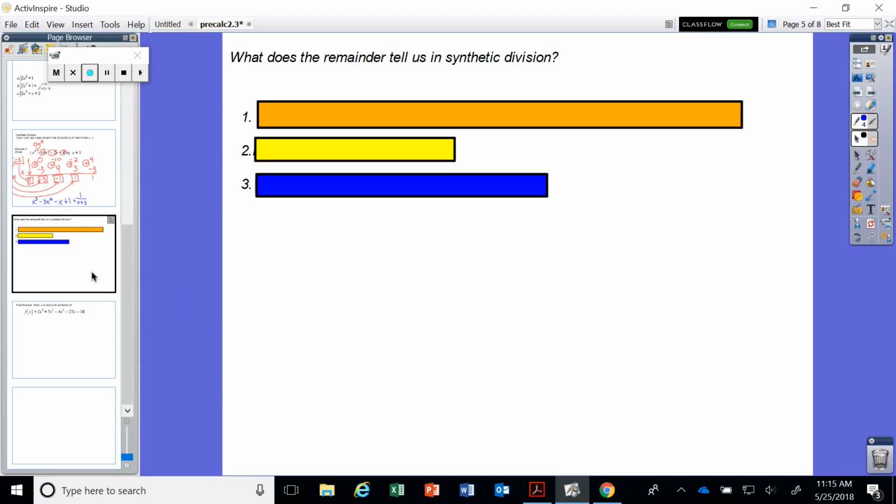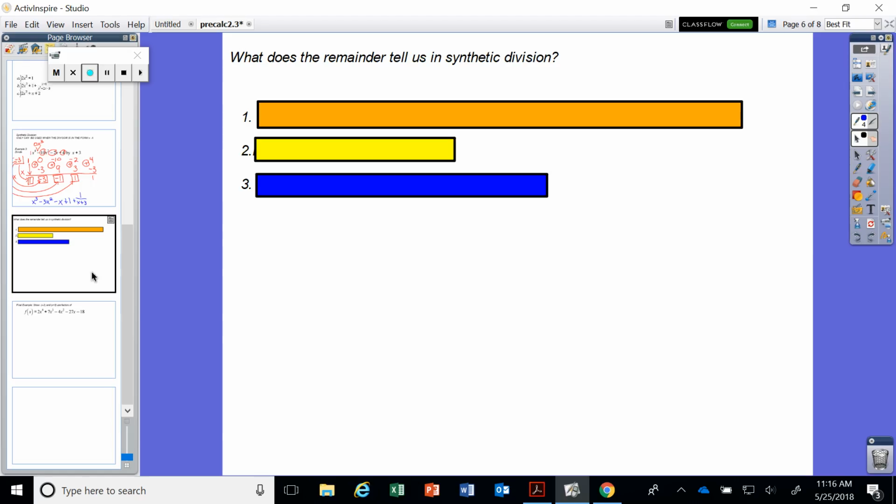Now, what does the remainder actually tell us when it comes to synthetic division? The process of synthetic division is usually simple, but why do we use it, when do we use it, and what does it tell us? Well, let's think here for a sec. What can the remainder show us when it's all said and done?